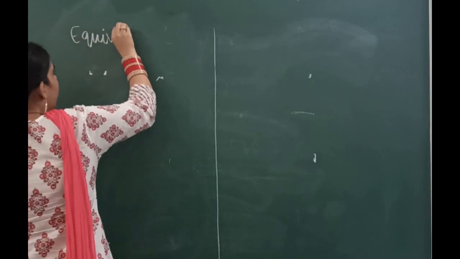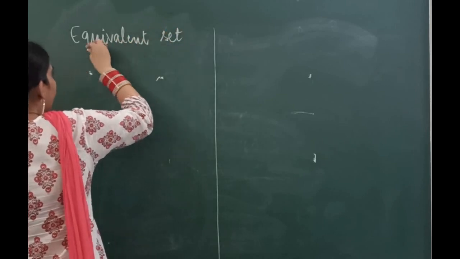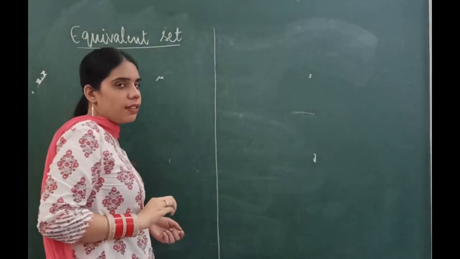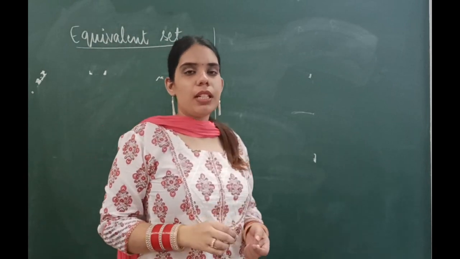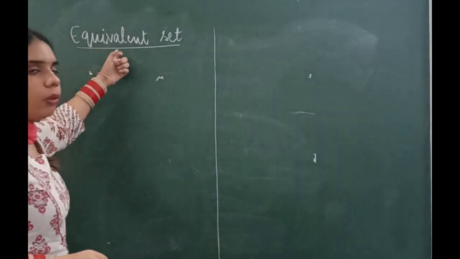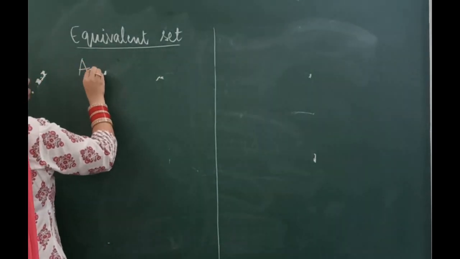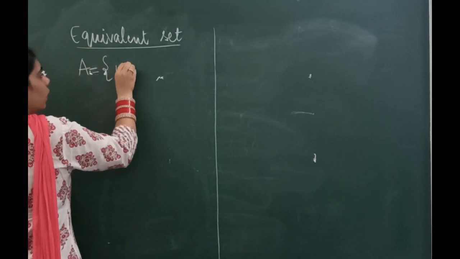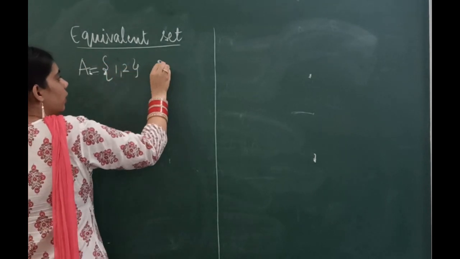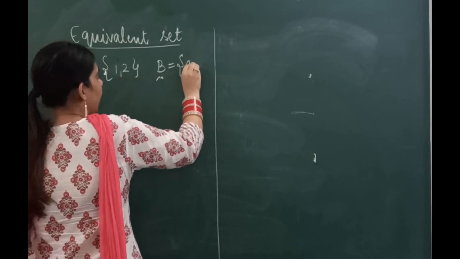You have already done the concept of equal set. When the number of elements as well as the elements are the same in a set, it is known as an equal set. But now we will talk about equivalent set. In equivalent set we will only talk about the number of elements in the set and we will not talk about the elements.